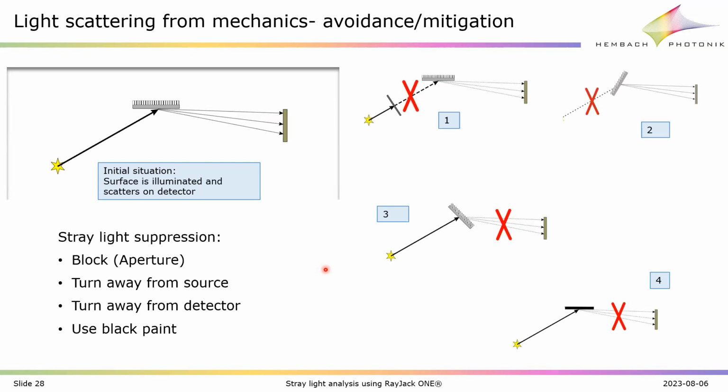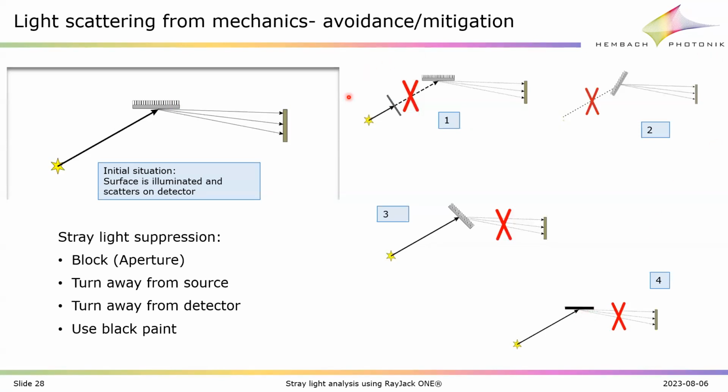When you want to block light scattering from mechanics, there are in principle 4 methods to do it. Suppose here we have the light source, we have the scattering objects and the detector. Then you can place something in between, so you block the stray light. Then you can try to turn away your scattering objects so that it doesn't receive light anymore from the source. You can turn it towards the light source in a way that the scattered light cannot reach the detector anymore. And finally, you can blacken the surface.